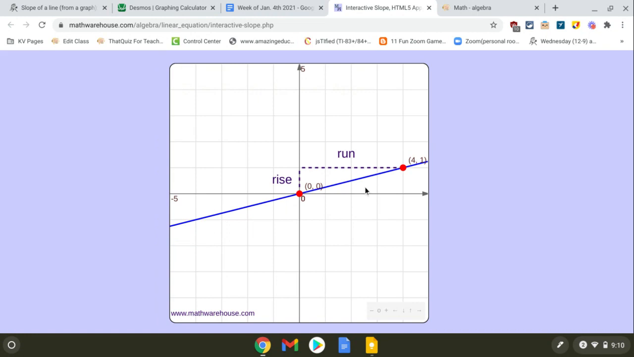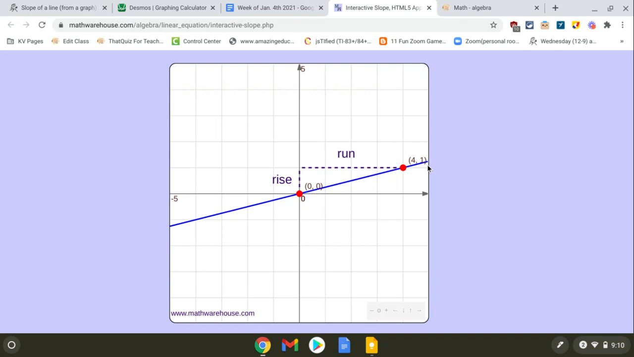But there's different words: rise and run, gradient. Like you might talk about the gradient of a roof or the pitch of a roof, or the gradient of a road, how tilted the road is. Anyway, positive and negative slope.